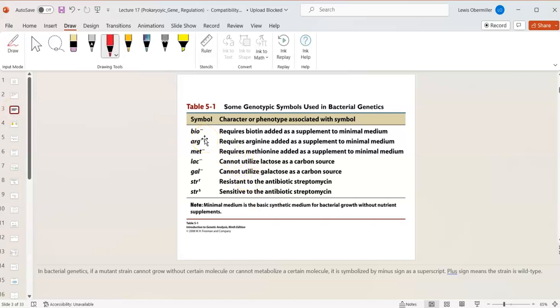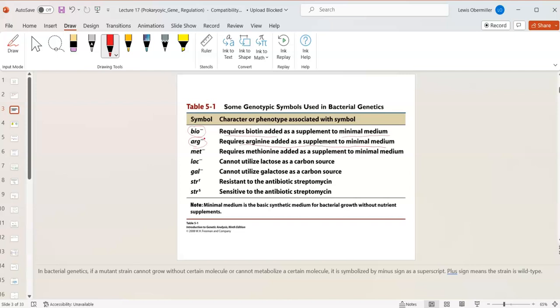So here are some genotypic symbols used in bacterial genetics. A lot of these things are in your problem set. Bio minus means that you have to add biotin into the minimal media because it can't make its own biotin. Arginine minus means that it can't make arginine, so you have to add arginine.